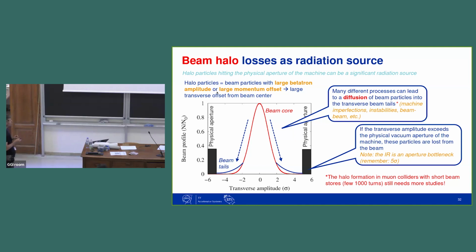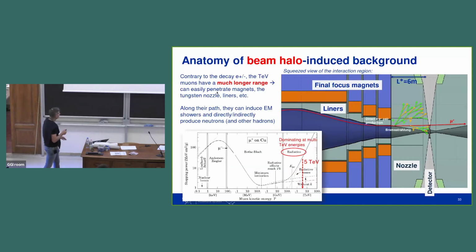Now, when the transverse amplitude of these particles exceeds our physical aperture, meaning here, for example, in the collimation region at 5 sigma, these particles are lost, they interact with the material, and eventually can contribute to the detector background. Now, a bit of the anatomy of this background. Decay electrons and positrons, as you saw, we can stop in terms of showers within a few tens of centimeters. The muons, they can easily penetrate tens, hundreds of meters, depending on the energy. So this means even if a muon is lost further upstream, it can reach the detector.